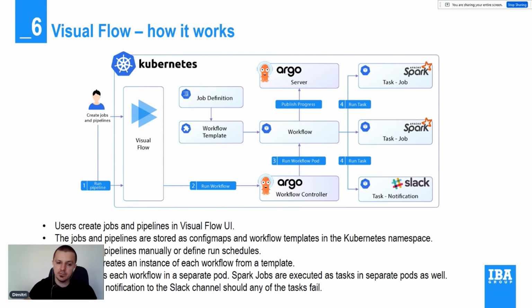Now, how does Visual Flow work? Visual Flow is based on Argo Workflows, an open source container native workflow engine for orchestrating parallel jobs on Kubernetes. Argo Workflows is implemented as a Kubernetes CRD. Here's how it works. First, users create jobs and pipelines in Visual Flow UI. The jobs and pipelines are stored as config maps and workflow templates in a Kubernetes namespace. Then the user triggers pipelines manually or defines run schedules. Visual Flow creates an instance of each workflow from a template. Argo launches each workflow in a separate pod. Spark jobs are executed in separate pods as well. If any of the tasks fail, Argo sends a notification to the Slack channel or email.